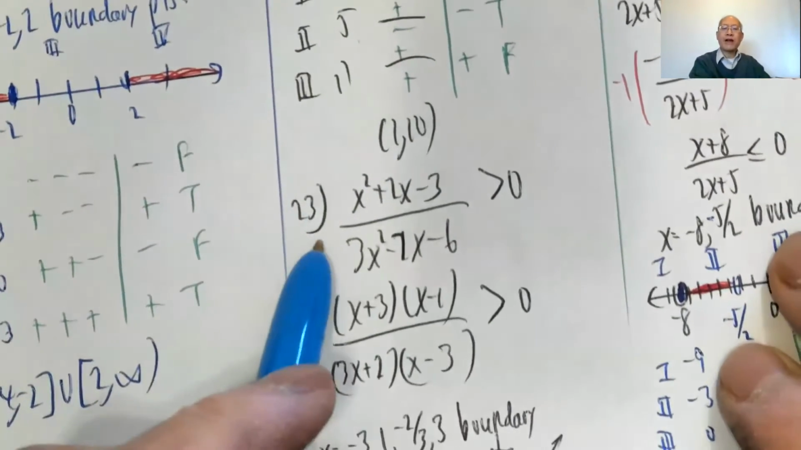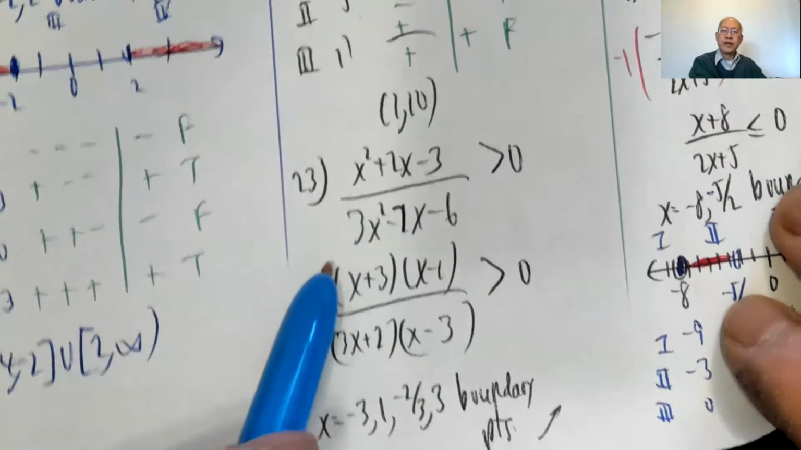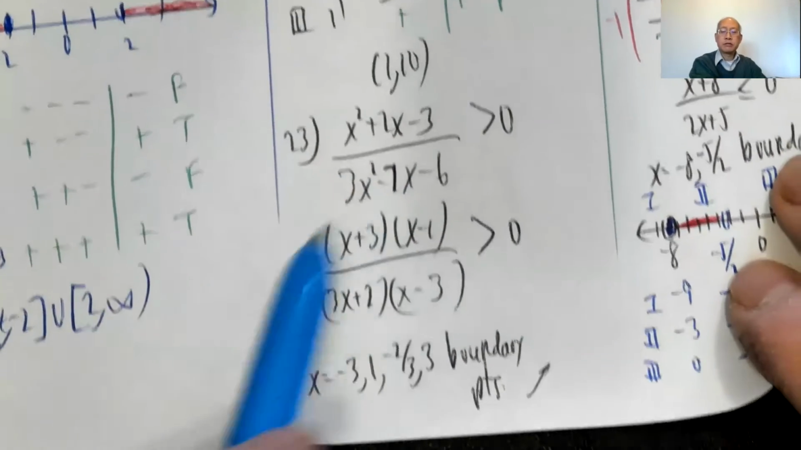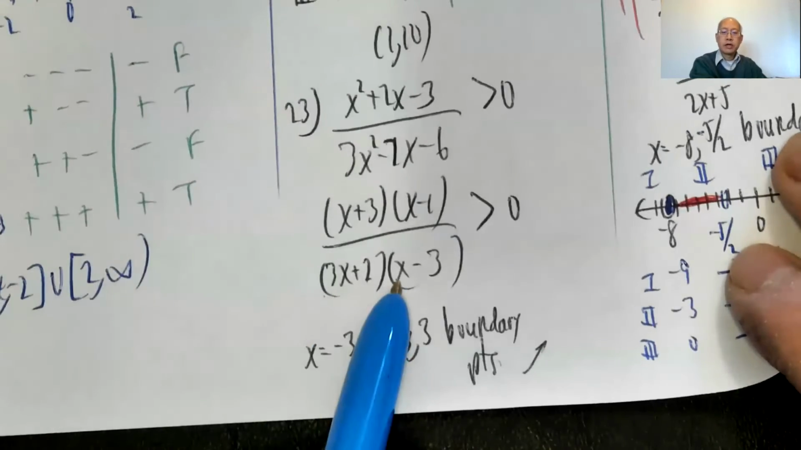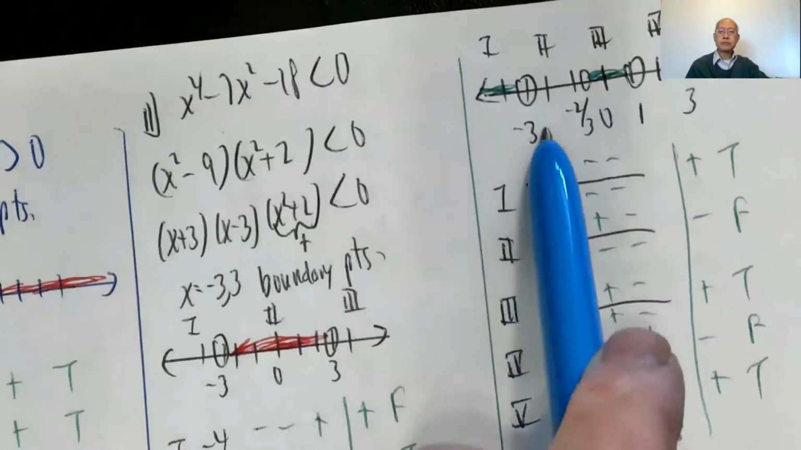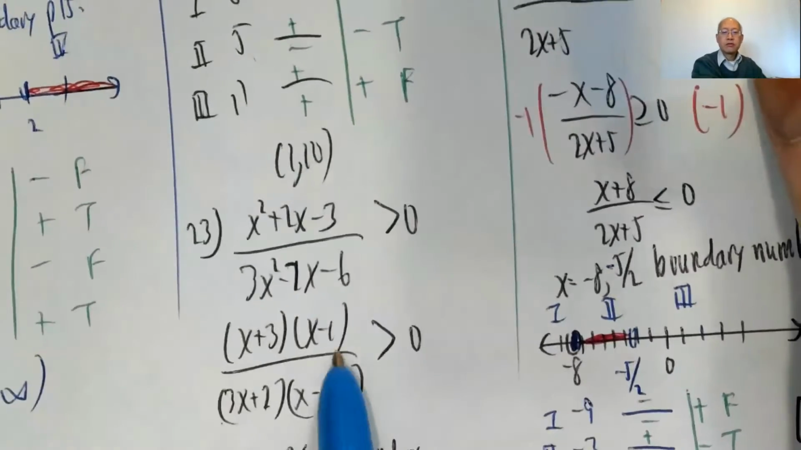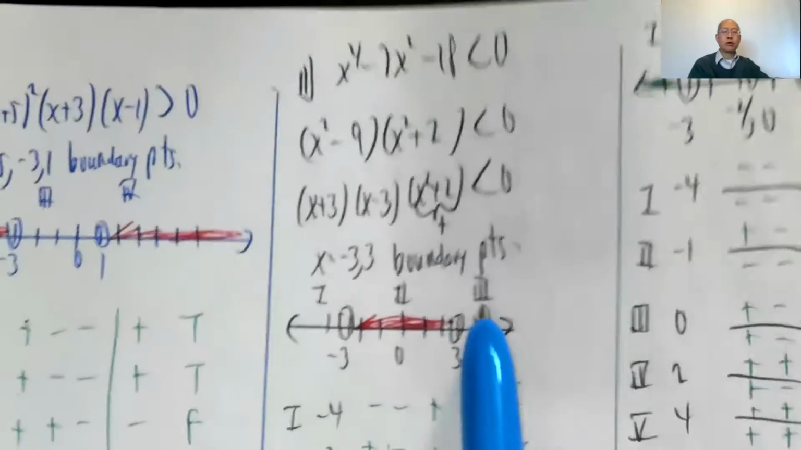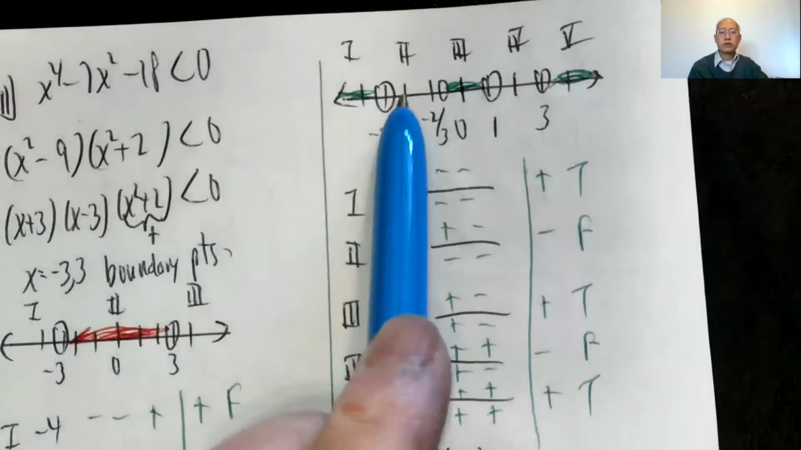Number 23, you got to do some factoring first. So this is x plus 3, x minus 1, 3x plus 2, x minus 3. So my 4 boundary numbers are negative 3, 1, negative 2/3, and 3. Here they are. We have strictly greater than, so they're all open. So I have 5 regions, 1, 2, 3, 4, and 5.